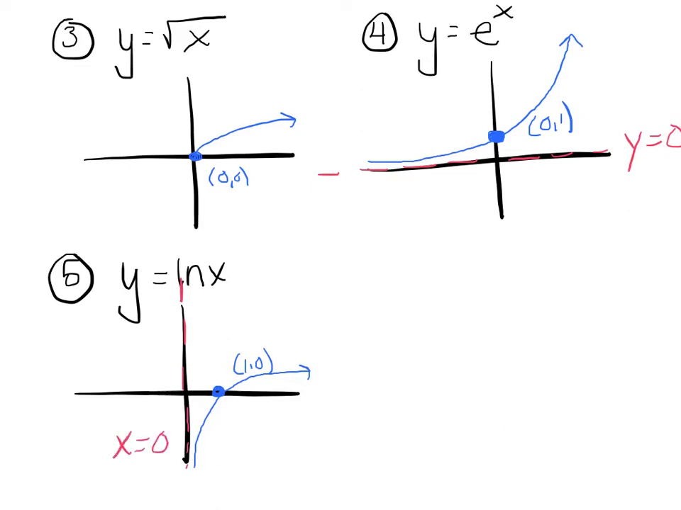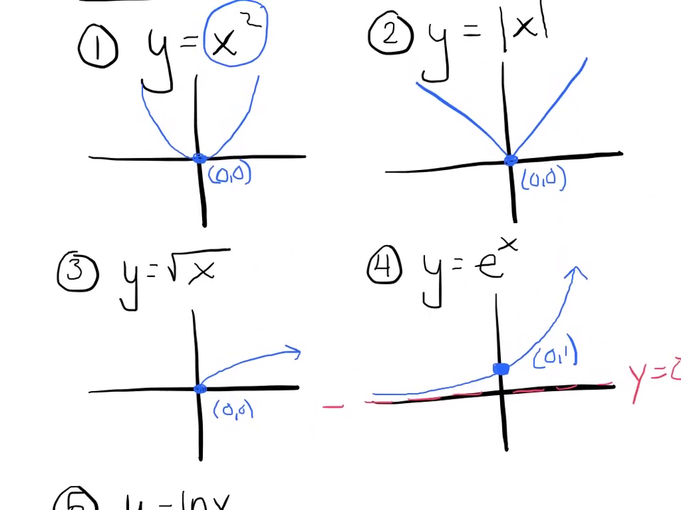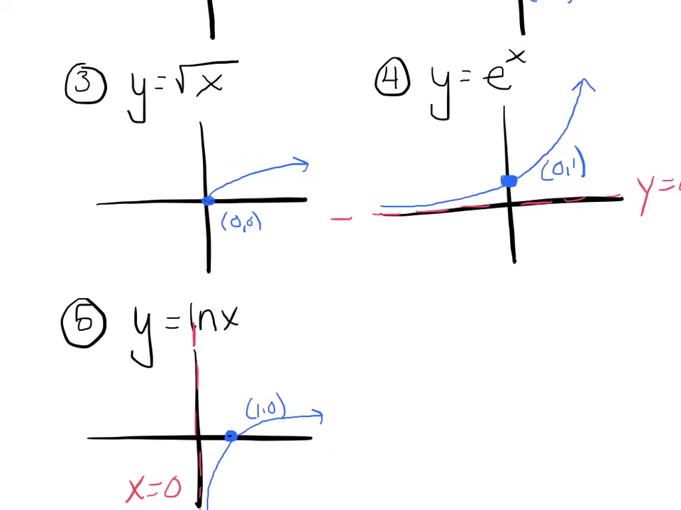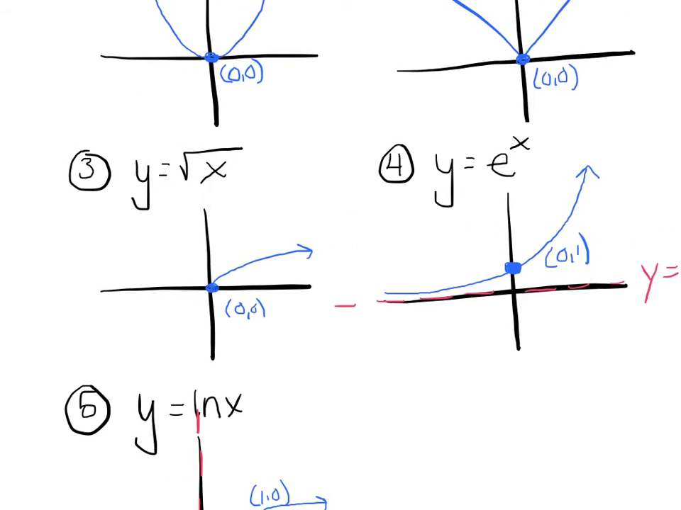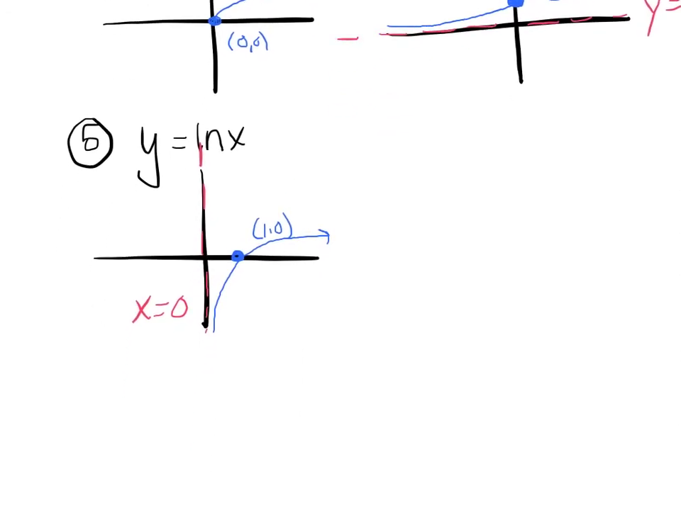Now, I would say these are the main parent functions that we should know. There's 5 of them, and hopefully you're pretty familiar with all of them. I think probably maybe the least one you might be familiar with is the square root of x, so make sure we get that down today. But you'll notice they almost all have that point 0, 0, except for e to the x, which is 0, 1, and ln of x, which is 1, 0.